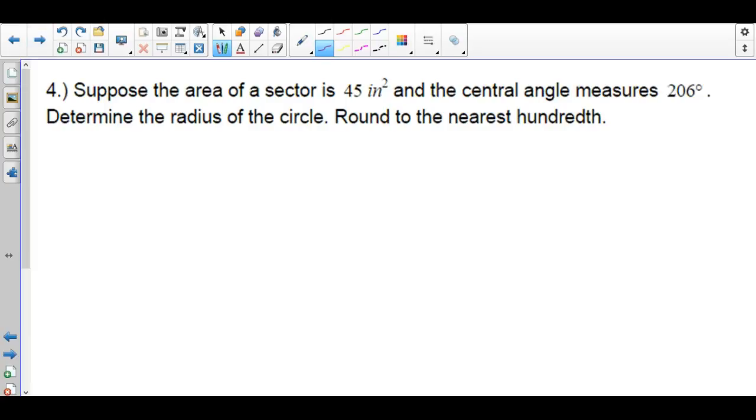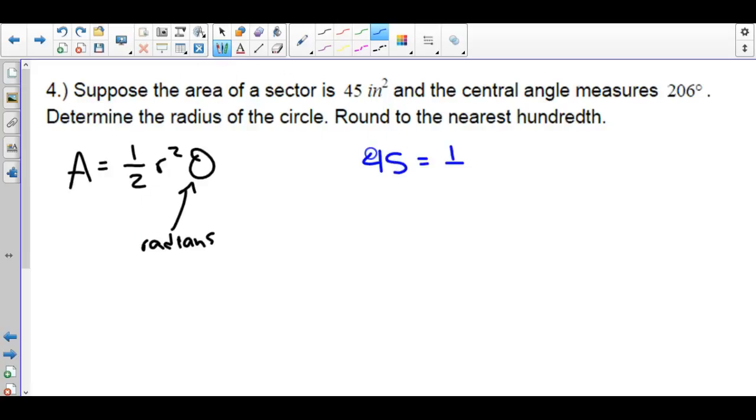So this one then will go on to sector area, and the formula that we would use for that would be A equals 1/2 r squared times theta. Once again, theta is measured in radians. So suppose the area of a sector is 45 square inches, and the central angle is 206 degrees. We're going to find the radius of this circle.